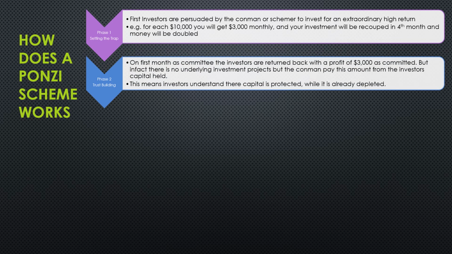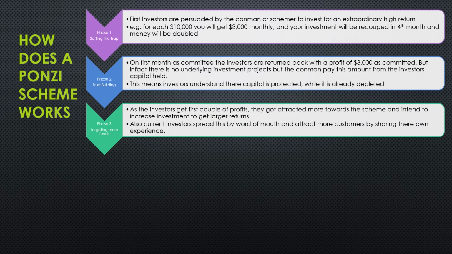Trust building. How does the con man build the trust? He actually gives the same committed profit on the due dates to the initial investors. And once they get the returns, they start building trust in it. And then this is the time when the con man targets some more money. So more layers of investors are added. The current investors invest more money and they bring new investors as well.